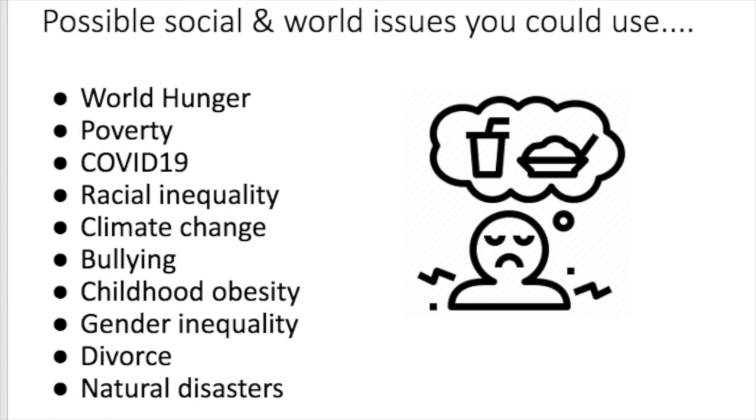Here are some possible social and world issues that you could use. World hunger, poverty, COVID, racial inequality, climate change, bullying, childhood obesity, gender inequality, divorce, natural disasters. There are many, many others that you could choose from. So if you don't like any of these, please go ahead and look at some other ones as well.